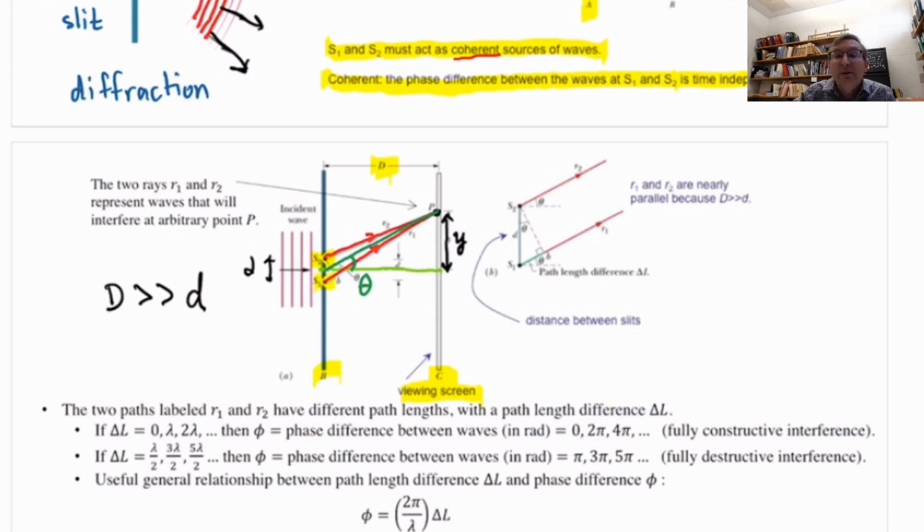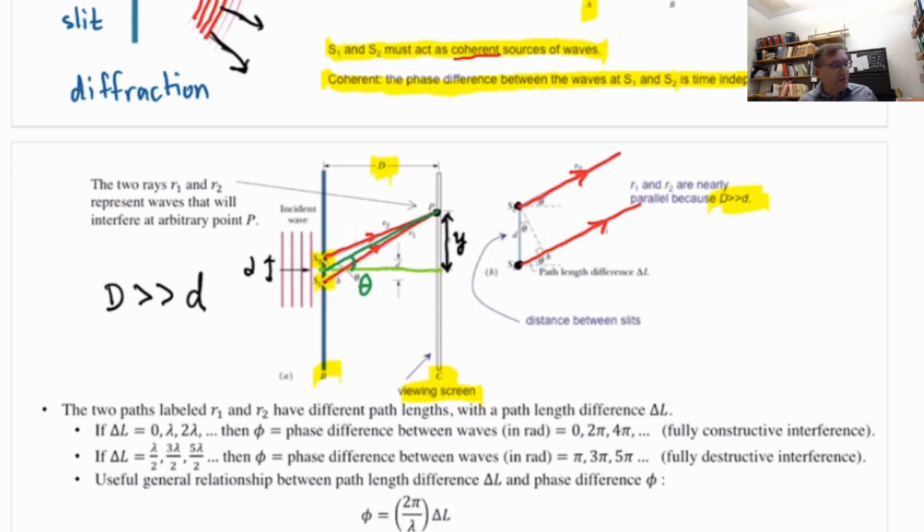The picture on the right, however, is a little more realistic, at least for what we're imagining. We are assuming that big D is so much larger than little d that those two rays that I drew in red and labeled R1 and R2, which are both going to the same point P on the viewing screen, are actually, to a very good approximation, parallel to each other. So the picture on the left shows a kind of zoomed-in view of the two slits, S1 and S2, and the rays, R1 and R2, that go from the slits to point P. We are drawing them as if they were basically parallel.